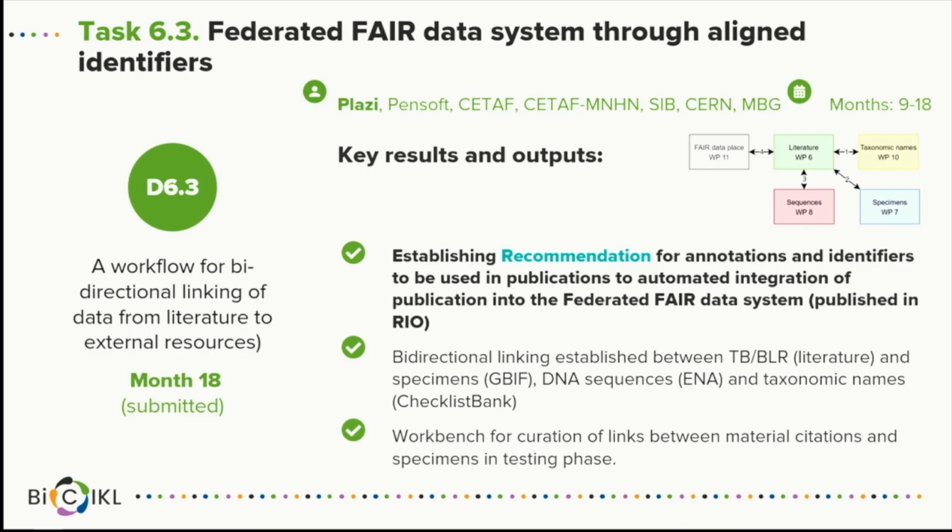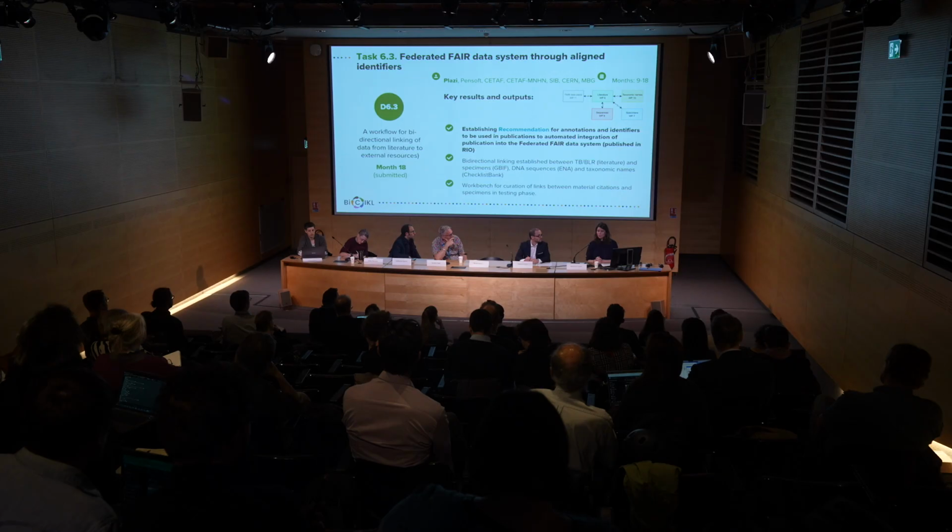So now task 3, it's called Federate FAIR Data System through Aligned Identifiers. As you can see, the setup is part of this task, so I know a bit more about this task. There's also Pensoft and CERN and other members. The goal of this task is to establish recommendations for annotation and identifiers in publications, to be able to link different elements from the literature about the specimens, the DNA sequences, or the taxonomic names. That's what we call the bidirectional links.